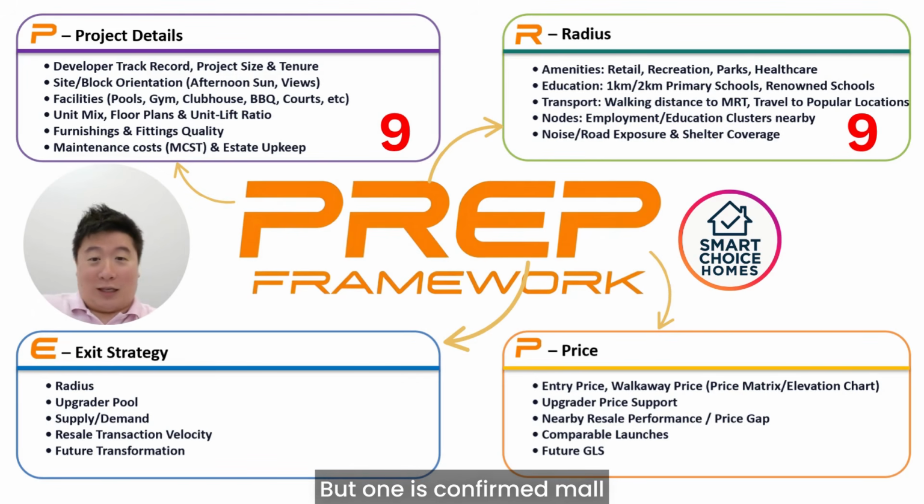Okay, but one is a confirmed mall with many good different types of stores and shops there already. Well, there's the other one. I don't know when it will happen. I've seen the news. I've been waiting since 2019 or 2020, so yeah. And yes, that's why radius is 9.